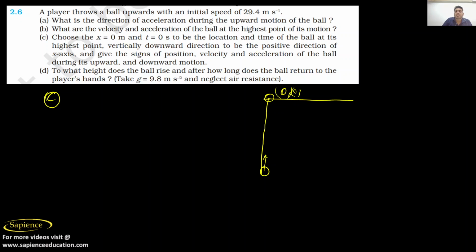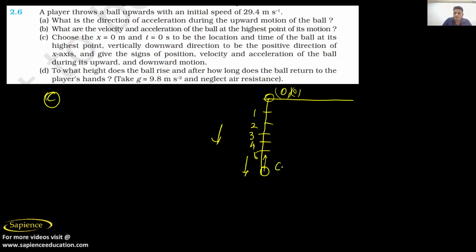Vertically downward direction is to be positive, so here 1, 2, 3, 4, 5, like this it is positive, we don't need to take it as negative, right? So we need to take the vertically downward direction to be positive. What is the direction of the x-axis? Give the sign of the position, when it will go downward, and of velocity and acceleration of the ball during its upward motion.